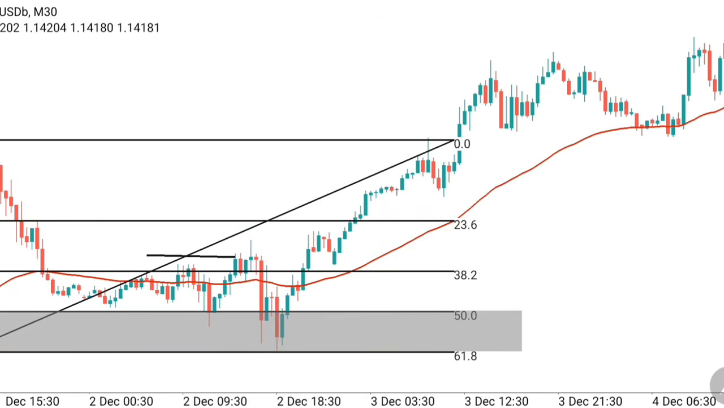Applying the 50 EMA to this is optional. You might not want to apply the 50 EMA, and it's not a problem, but adding the 50 EMA could increase your success on this strategy.